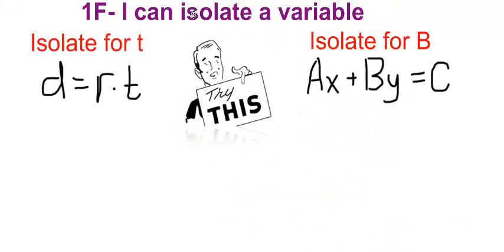The second to last thing you'll need to be able to do on your test tomorrow is to isolate for a variable. For example, in this first equation we're going to isolate for t, and in this second equation we're going to isolate for b. Remember that you only need to be able to recognize the solution, not necessarily solve.